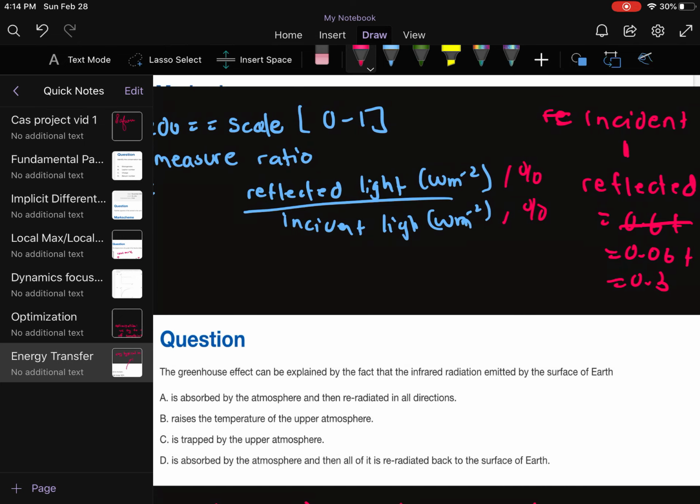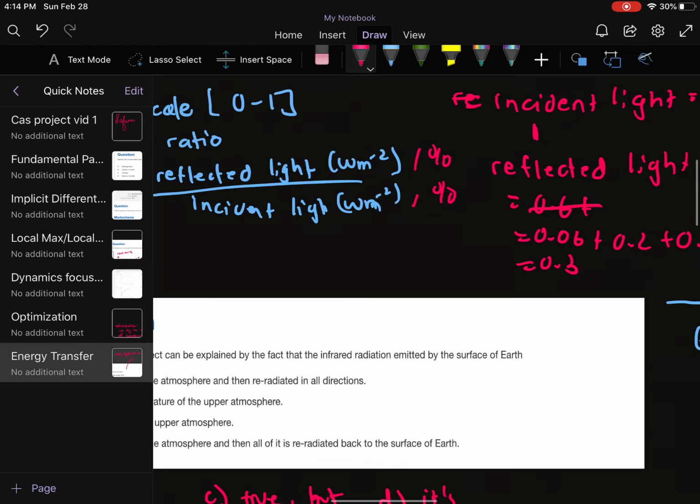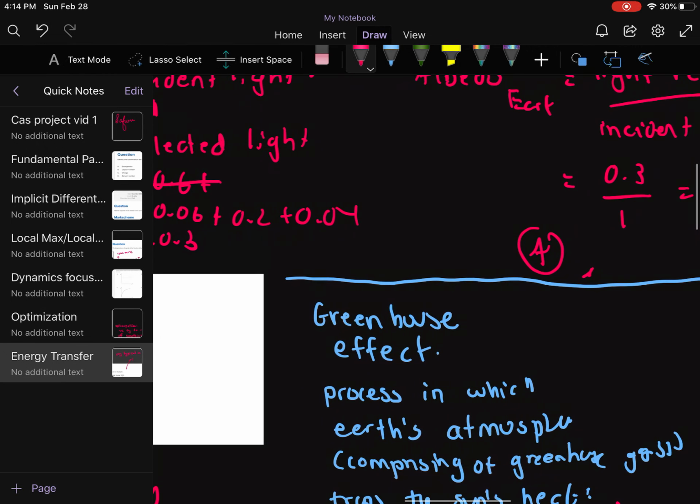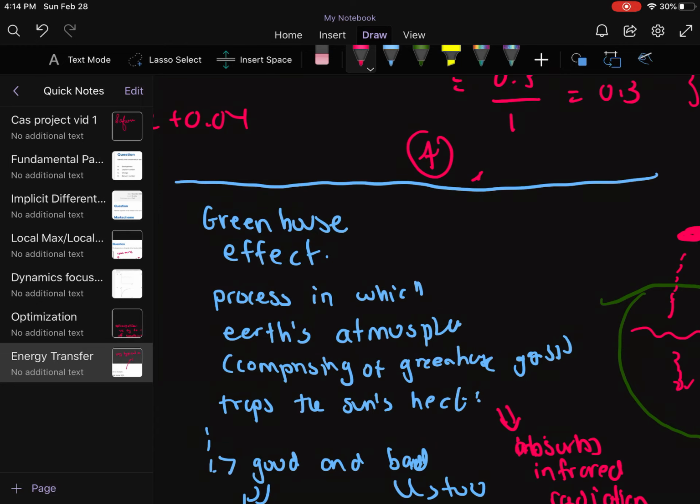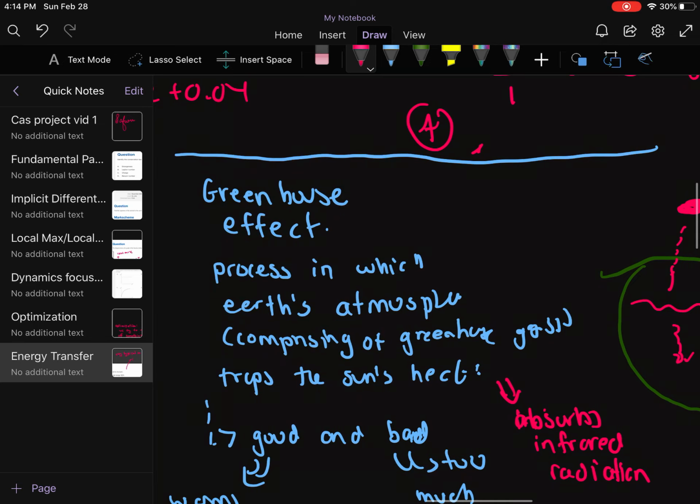The options actually look pretty close to each other, but if you know the finer details of the greenhouse effect, it will definitely help you. So that's what I'll probably just quickly do right now. So the greenhouse effect, it's a process at the end of the day in which the Earth's atmosphere, which comprises of the greenhouse gases that I mentioned, basically traps the sun's heat. And effectively what it's doing is that it's absorbing infrared radiation.